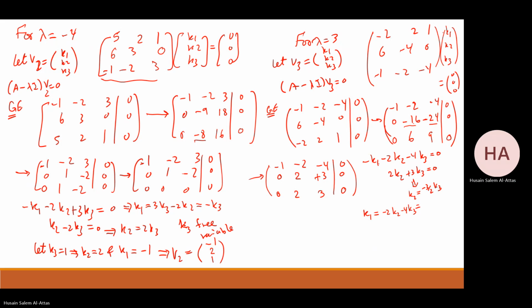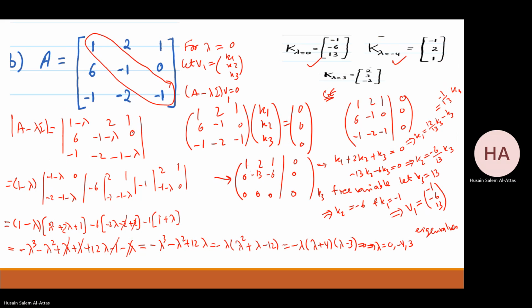K1 is minus 2k2 minus 4k3. So k2 is minus 3 over 2 k3. So plug this one here. I have minus 6 over 2. 6 over 2 gives me what? 3. So I have minus k3.